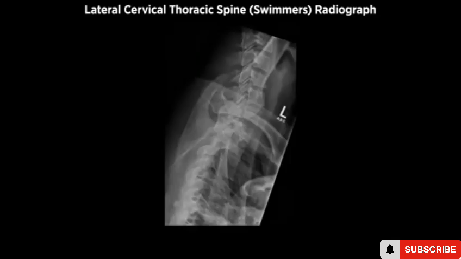A diagnostic lateral cervicothoracic spine or swimmer's view must be free of motion and rotation with adequate penetration through the shoulder region. Demonstrated anatomy to include the lower cervical and upper thoracic vertebrae with proper visualization of soft tissue and bony detail.